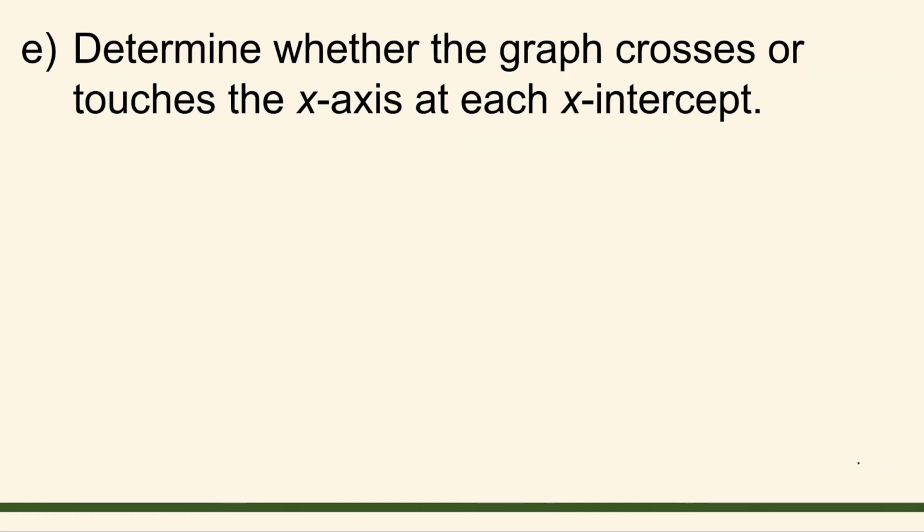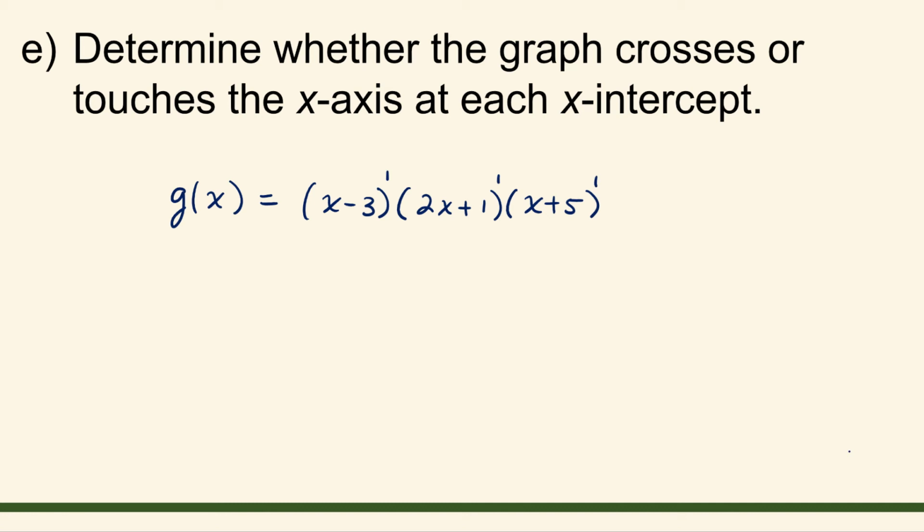Part E. Determine whether the graph crosses or touches the x-axis at each x-intercept. Whether the graph crosses or touches at an x-intercept is determined by the multiplicity. So looking at the factored form of our function g of x, we can see that each factor only occurs once. Thus, the multiplicity of each 0 is 1.